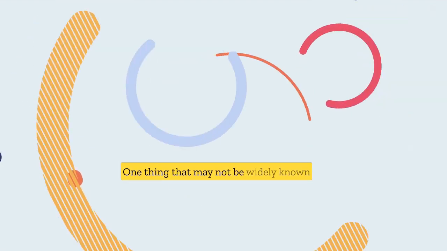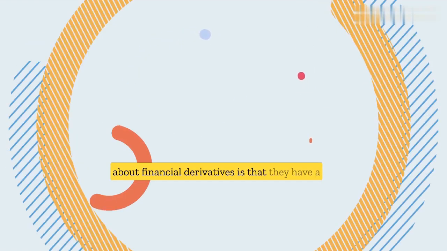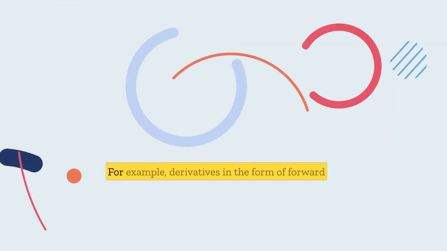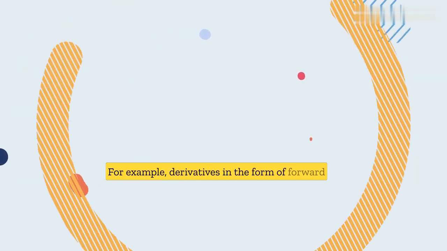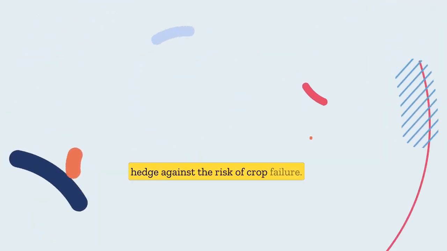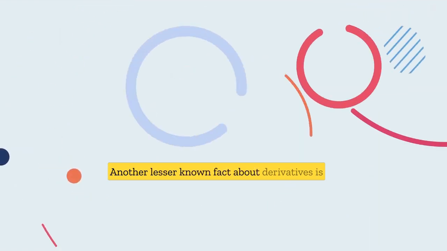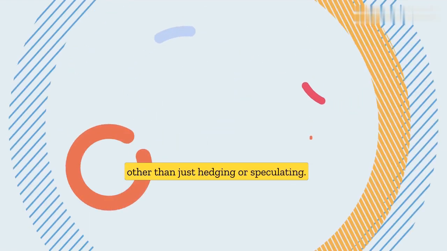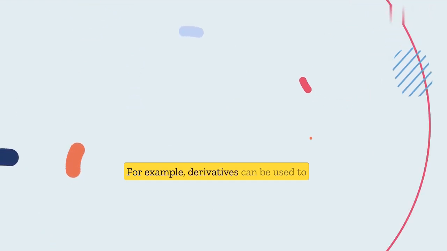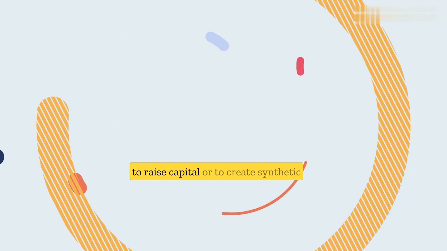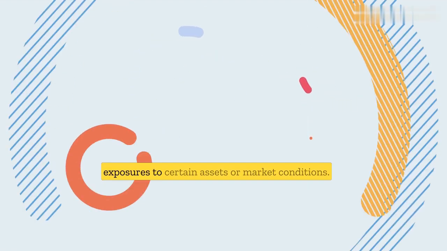One thing that may not be widely known about financial derivatives is that they have a long history, dating back to ancient civilizations. For example, derivatives in the form of forward contracts were used by ancient Babylonian traders to hedge against the risk of crop failure. Another lesser-known fact about derivatives is that they can be used for purposes other than just hedging or speculating. For example, derivatives can be used to transfer risk from one party to another, to raise capital, or to create synthetic exposures to certain assets or market conditions.